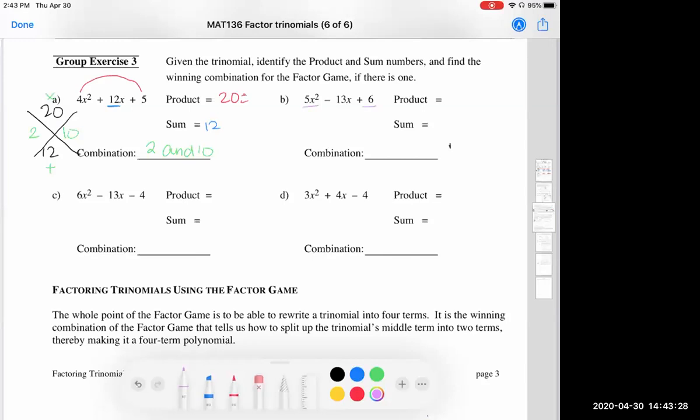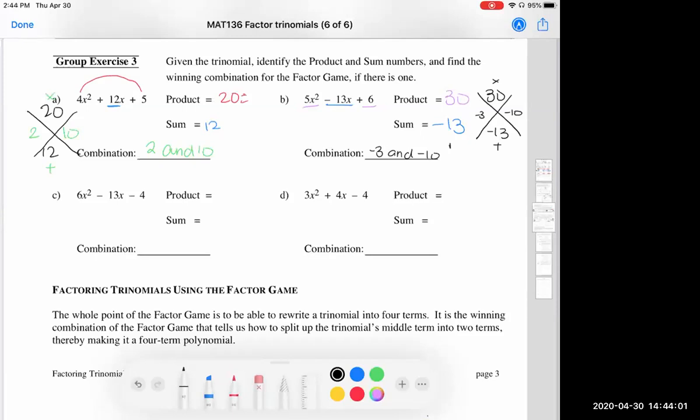5 times 6 gives me 30. My middle term is negative 13, so I always have to draw that little x. What numbers multiply to give me 30, but add to give me negative 13? Well, negative 3 and negative 10 do the job. And always check it before you're sure. Negative 3 times negative 10 gives me positive 30, and negative 3 plus negative 10 gives me negative 13. Great, so negative 3 and negative 10 are a winning combo.